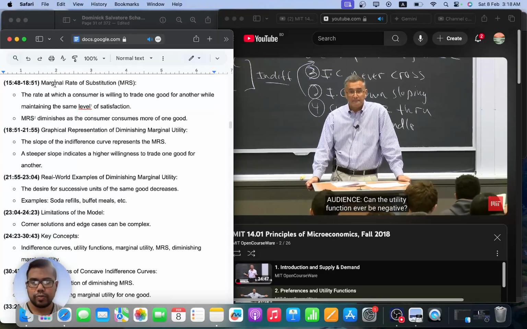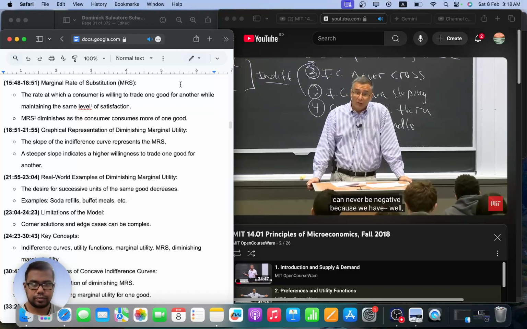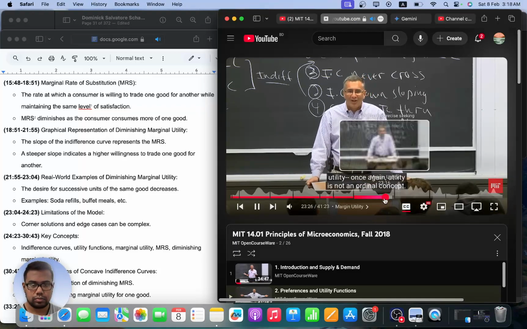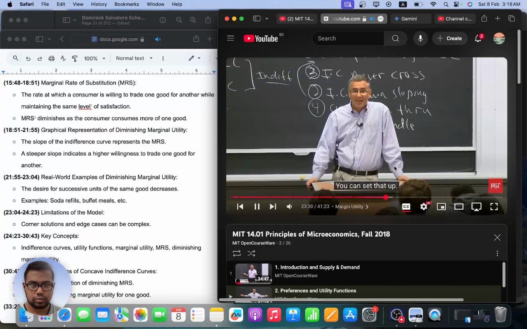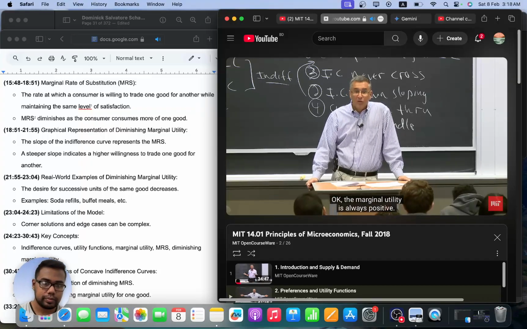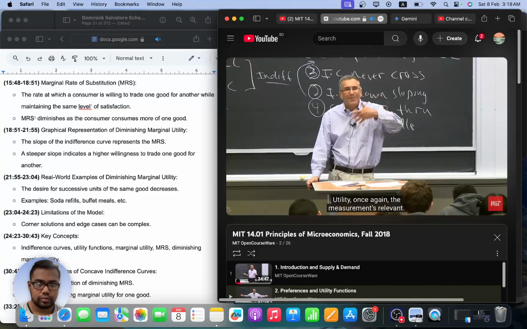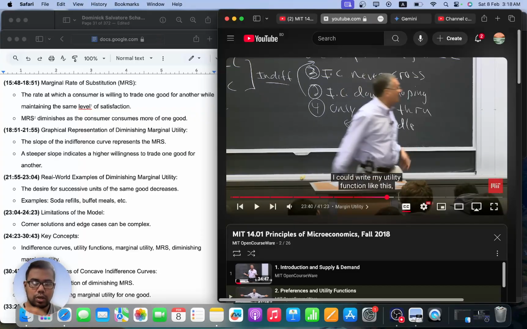Yeah. The diminishing marginal utility function can never be negative because, well, utility is an ordinal concept. You can set up a utility function such that the number is negative. You can set that up. Okay, the marginal utility is always positive. You always get some benefit from the next unit. Utility, once again, the measurements are relative, so you can be negative, you can set it up. Marginal utility is always going to be positive.